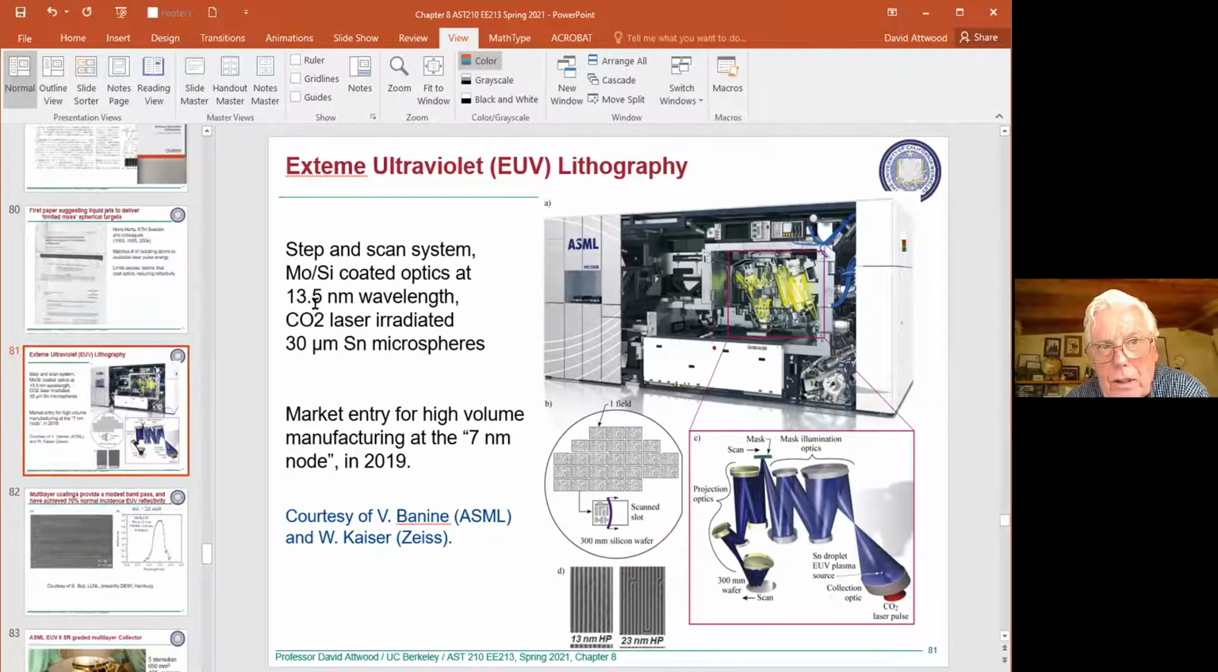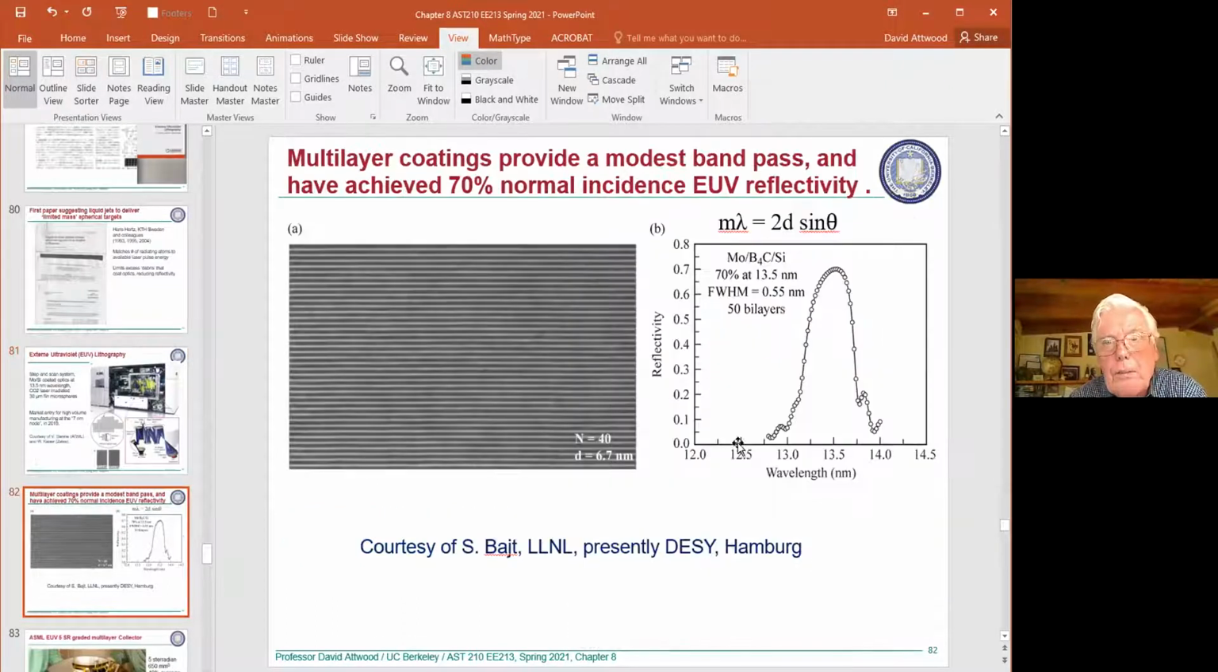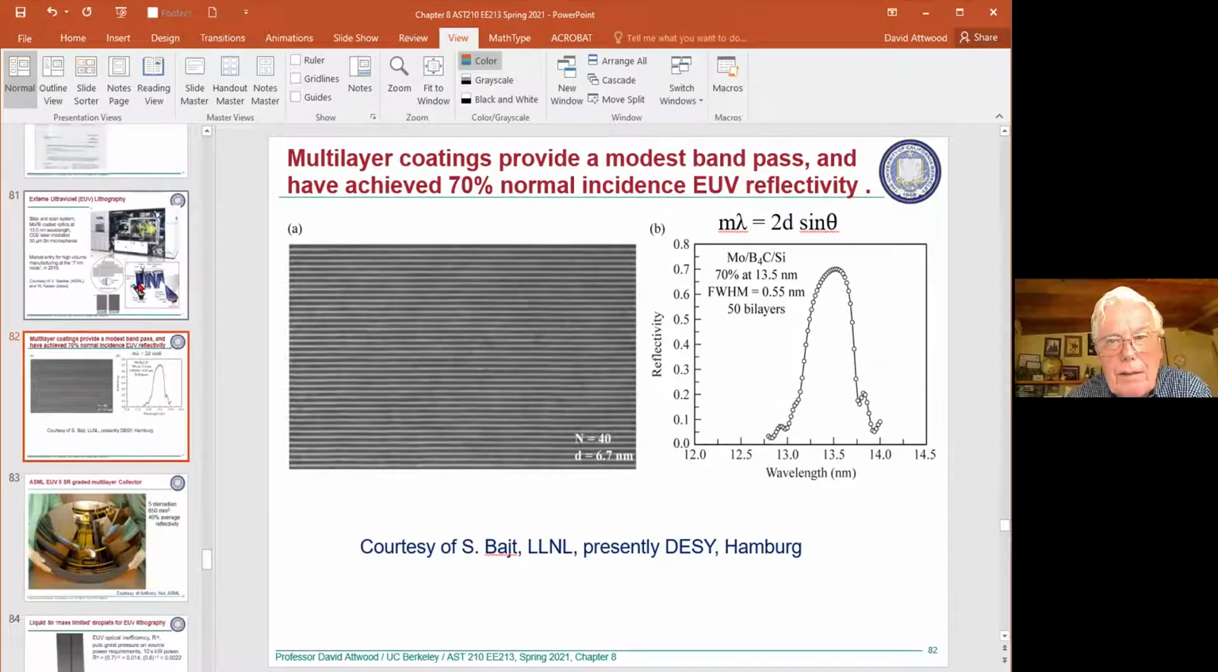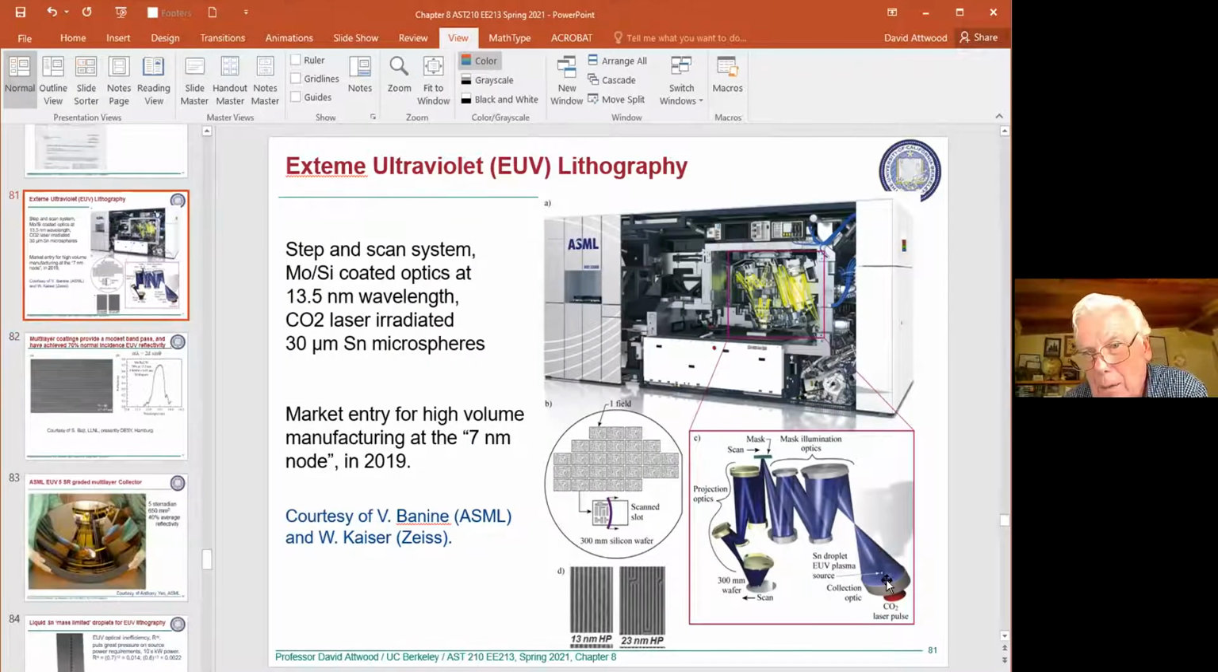Again, all of these optics are molybdenum, with the CO2 laser in the basement. This is the wavelength. The microspheres are about 30 microns, a little bit less than that. So it depends on this multi-layer coating that we learned about earlier, which gets a 70% reflectivity, but by the way, count how many optics there are here.